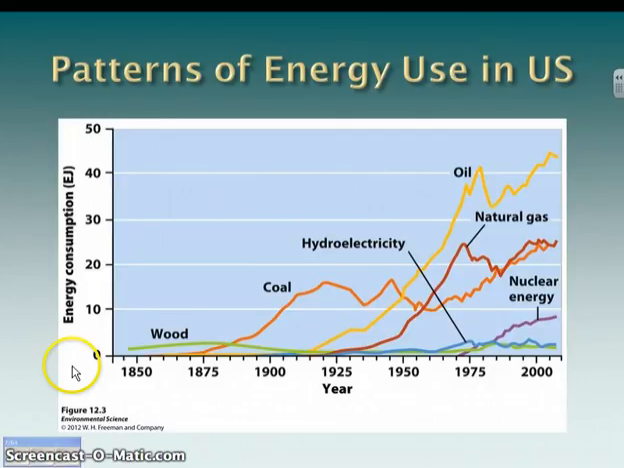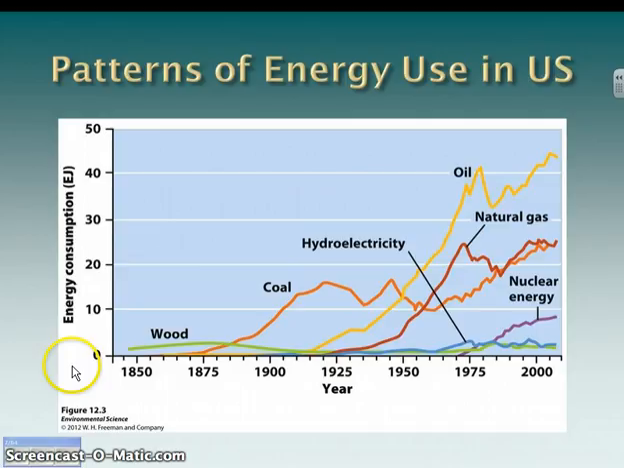So we can see that before 1875 it was primarily wood, but from 1875 to the early 1900s, coal primarily took over as our main energy source. And then a little bit after that was the introduction of oil and natural gas, and we can see that those have steadily and gradually increased over the course of the years.